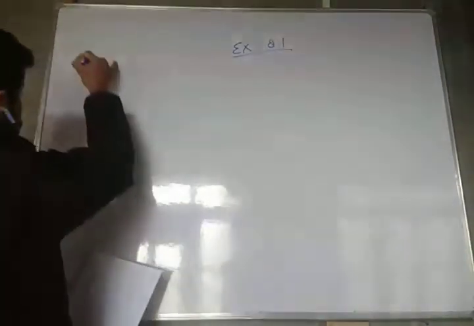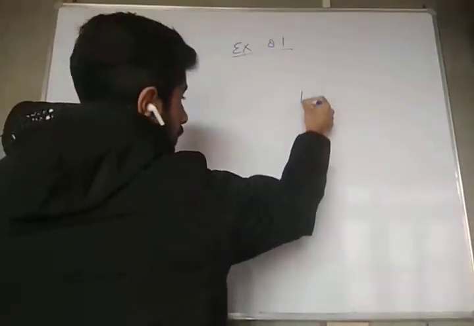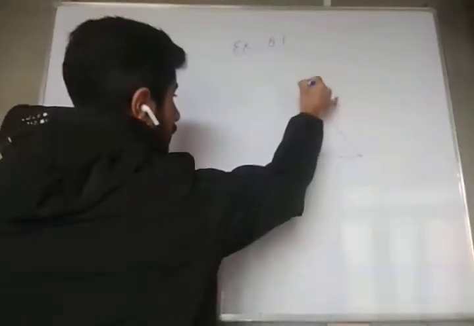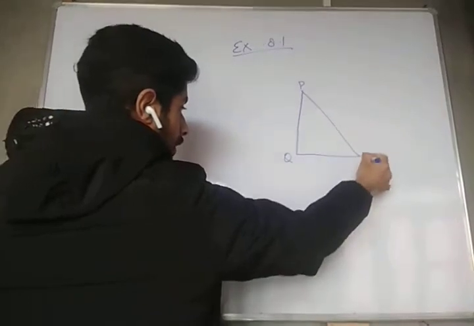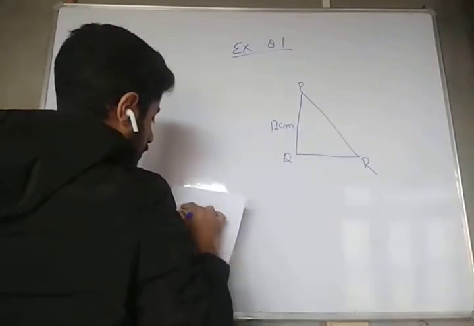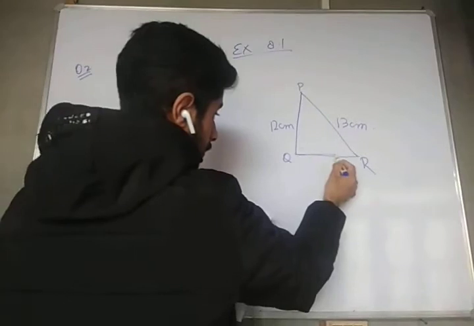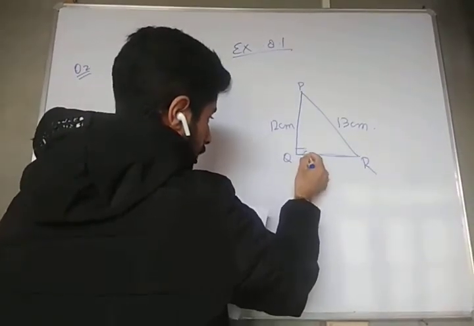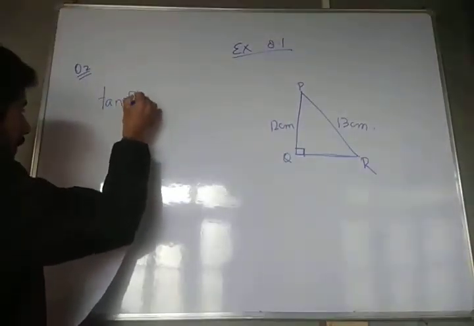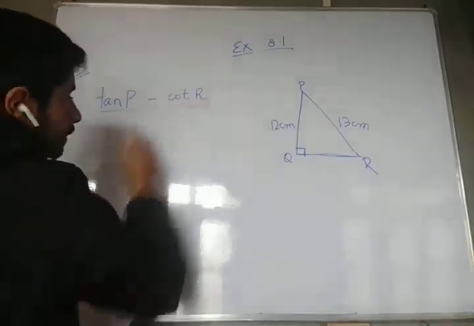Now let's take question number 2. For this question a figure is given. The figure is like this. This is P, Q and R. This PQ is given as 12 centimeter and this PR is given as 13 centimeter. This is not given. It's right angled over here. So we have to evaluate tan of P minus cot of R.